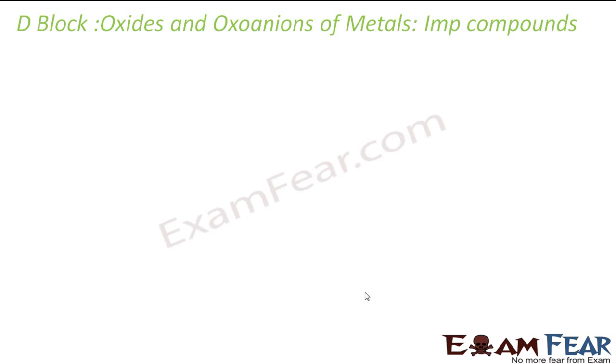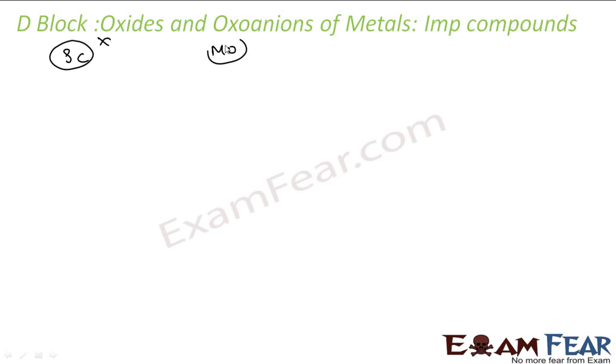Let's talk about some of the important compounds of d block elements. The first is oxides and oxoanions of metals. Oxides are formed when you react a metal with oxygen at high temperature. All metals except scandium, Sc, form oxides. All these metal oxides are typically ionic. We have seen that most of these are ionic, and highest oxidation states are shown by these oxides.